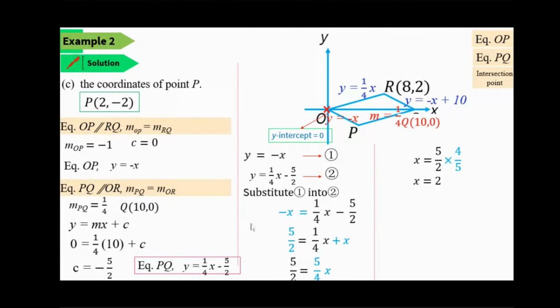Okay, after getting the x value, remember to substitute into the first equation. From here, y equal to negative 2. Here we can get the coordinates of P is (2, negative 2).